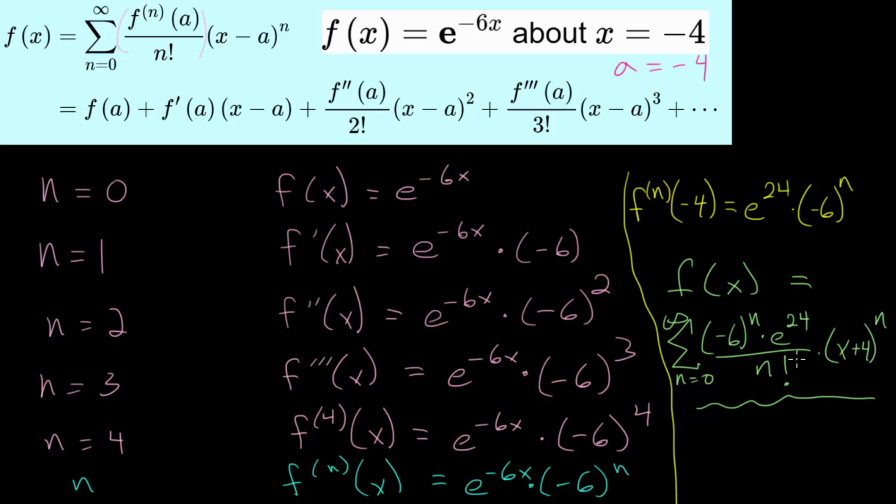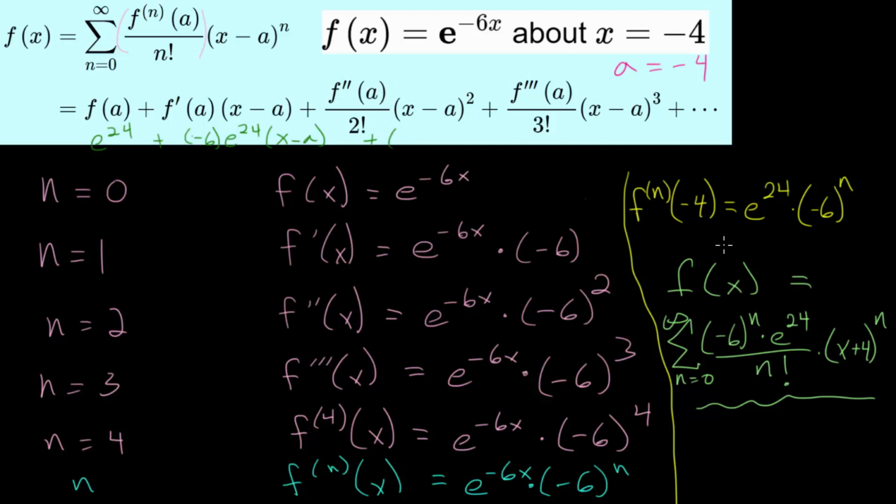And if you want, you can expand this, plug in an n value of 0 for your first term, an n value of 1 for your second term, and so on, and you can write it out in its long form, or you could just match it up with the pattern. F of a, if we plug in -4, that's just e to the 24th power. Then we would have the first derivative at a, which is e to the 24 multiplied by -6, and then multiplied by x minus a, and then we would have the second derivative at a.